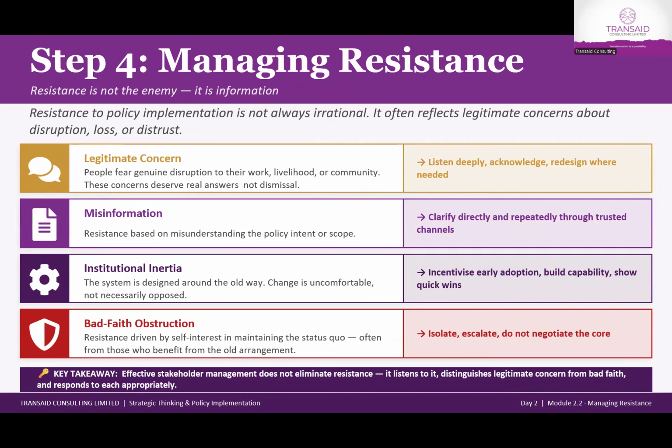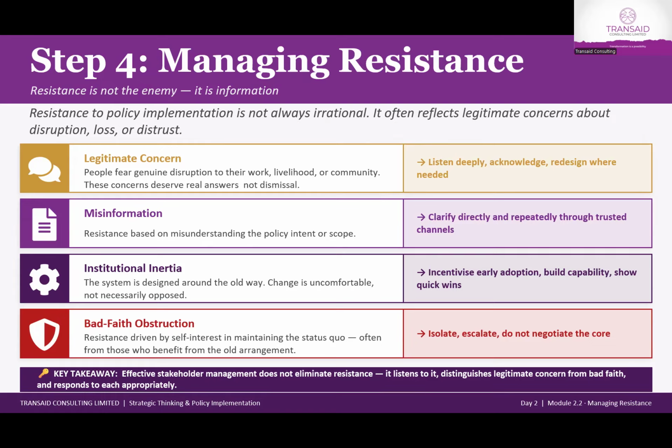Step 4, managing resistance. Remember, every policy has a political economy. Resistance is not the enemy, it is information. That's how you should think as a policy professional. Don't see resistance as, they are this, they are that. You see it as information. So you look at it rationally, and then you know what adjustment you need to make. For the ones you don't need to adjust, you also now know how to get their buy-in.